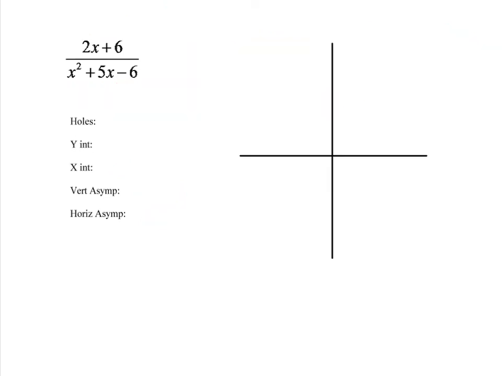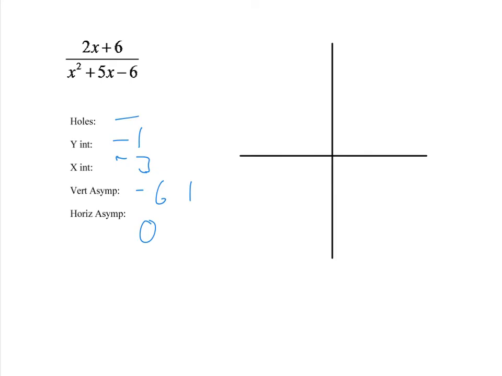Okay, I knew there were no holes. I knew my y-intercept was negative 1. I knew my x-intercept was negative 3. I knew my vertical asymptotes were at, I'm trying to remember, at negative 6 and positive 1, and my horizontal asymptote was 0. So, I'm going to graph my points.